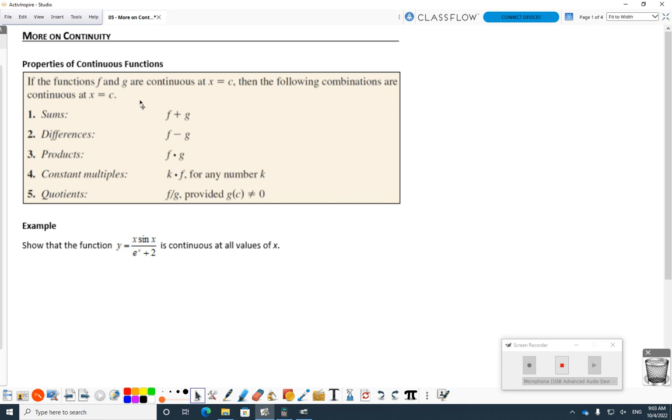Okay, and I'll show you what I mean by that on this very first function. Show that the function y equals x sine x over e to the x plus 2 is continuous for all values of x. You're going to think I'm overkilling this. I'm going to show all the individual steps, to show how nice the rules are.